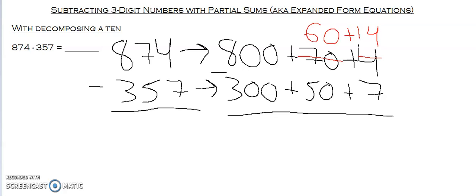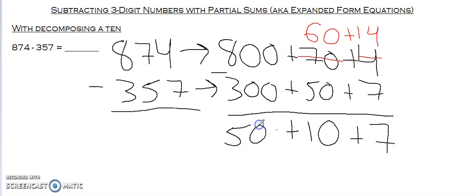So now I can do 14 minus 7 is 7, 60 minus 50 is 10, and 800 minus 300 is 500. 500 plus 10 plus 7 is 517.